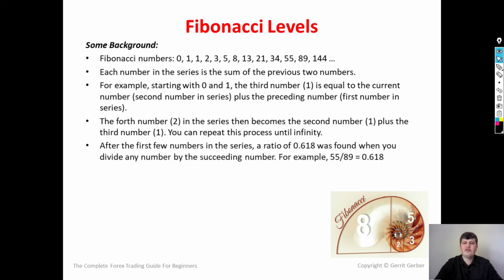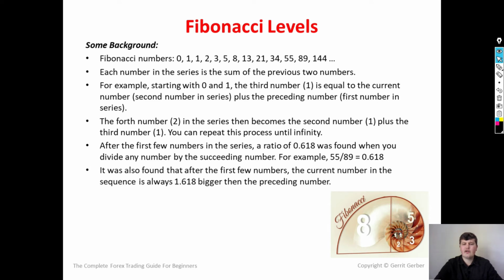After the first few numbers in the series, a ratio of 0.618 was found when you divide any number in the sequence by the succeeding number. For example, when you divide 55 by 89, you get 0.618. Likewise, when you divide 21 by 34, you get the same ratio. And it was also found that after the first few numbers, the current number in the sequence is always 1.618 times bigger than the preceding number.